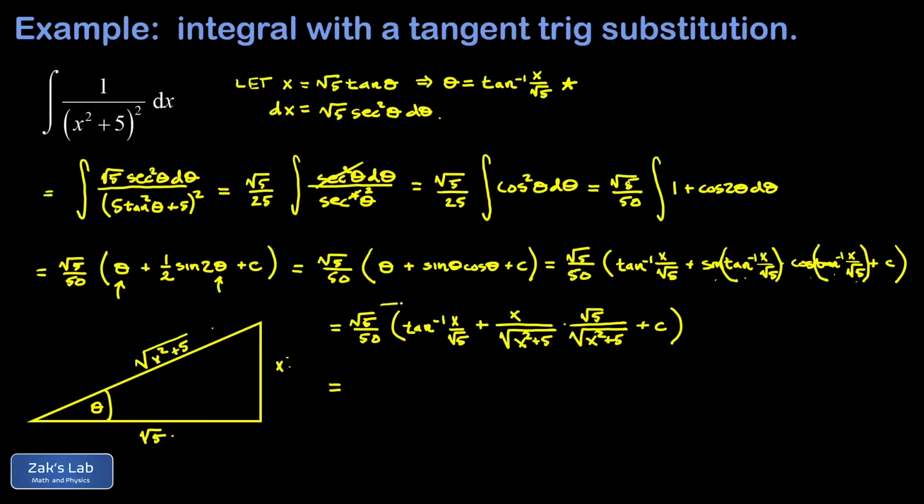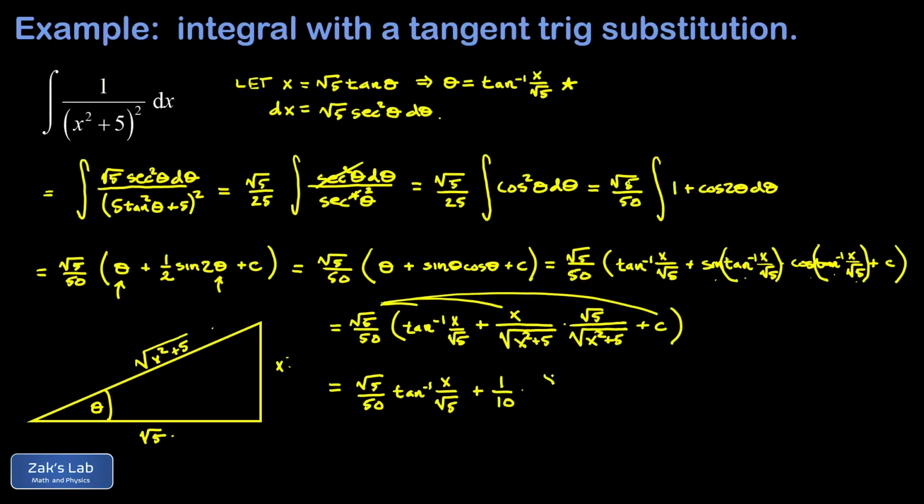I want to distribute this constant into these parentheses. And one interesting thing to note here is when I distribute to the c, well, that's an arbitrary constant. So if I multiply it by something, that's just some new arbitrary constant, but I'm just going to call that c. So my first term is root 5 over 50 inverse tangent x over root 5. Then in my second term, I have a root 5 in the numerator. So when I multiply that by another root 5, it gives me a 5. That gives me 5 over 50, which reduces to 1 over 10. So the constants are taken care of.